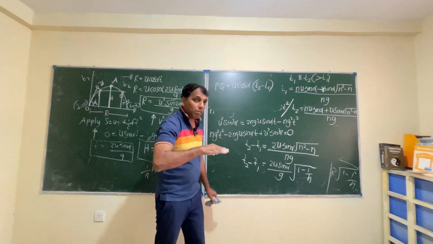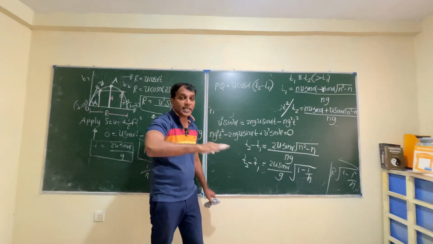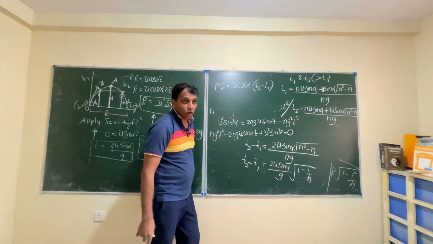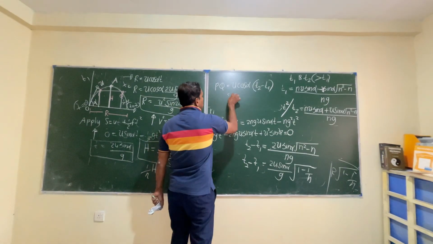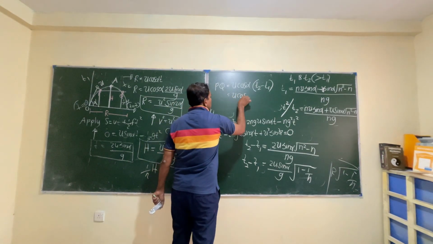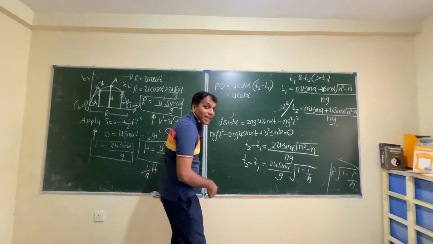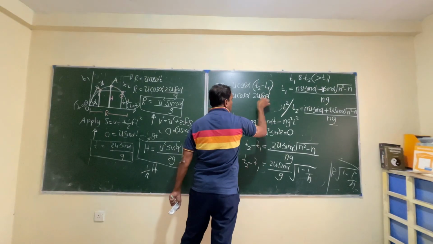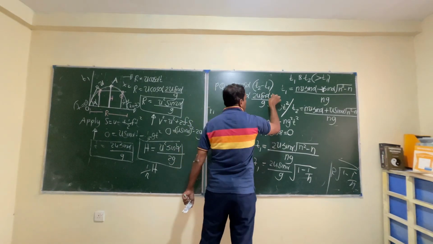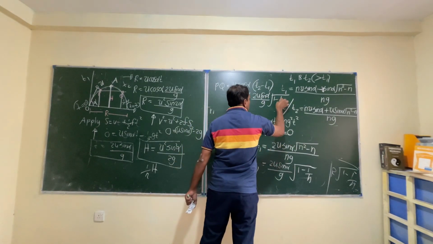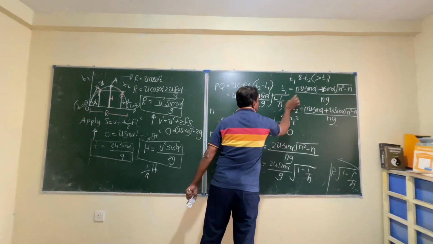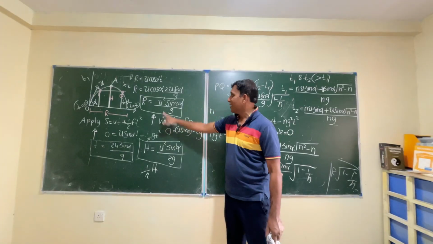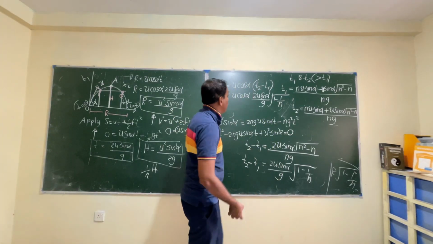You know, in projectile motion the horizontal velocity always remains unaltered because there are no additional or extra forces. Okay, so u cos alpha, and what is T2 minus T1? 2u sine alpha over g with the square root of 1 minus 1 over n. Okay, now there's a capital R. Where is the R? Yes, u square sine 2 alpha.